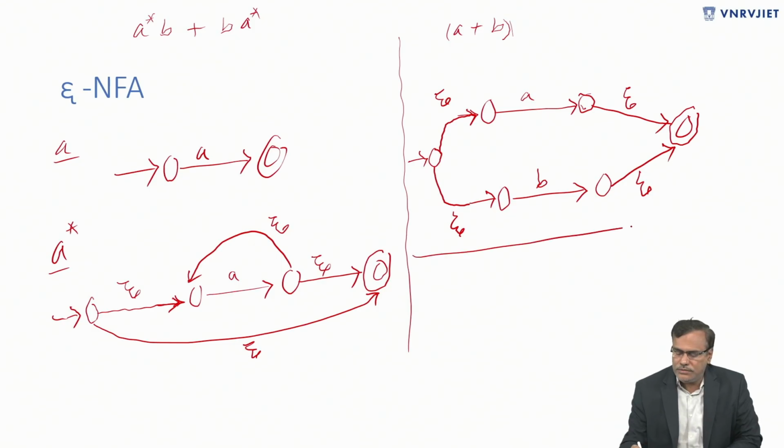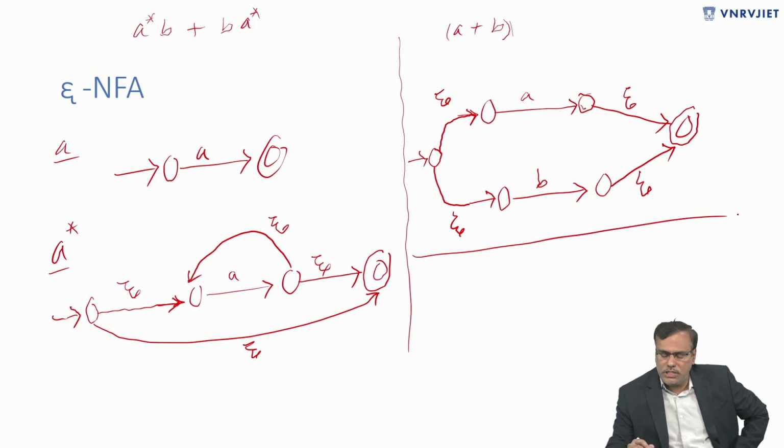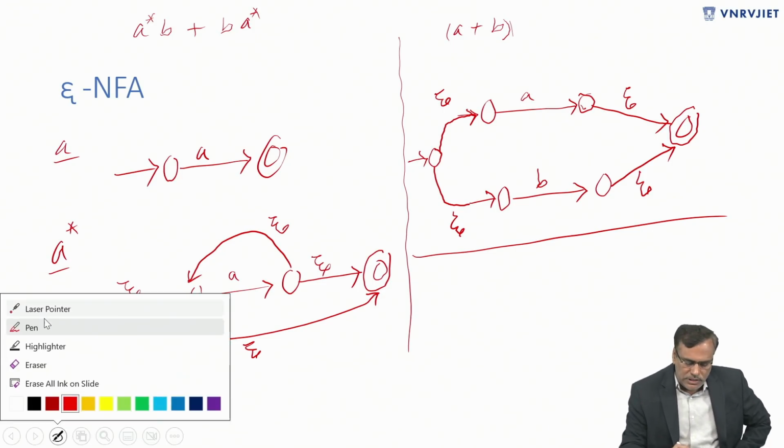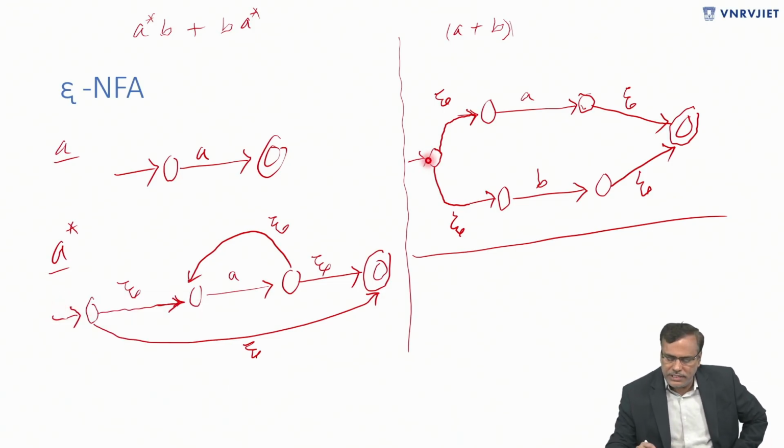So the possible strings are what? A or B. If it is just A, it is going to take this path. This is the start state. It may go like this: epsilon, A, epsilon. If you concatenate all these, you are going to get A itself. This is how A is going to get accepted.